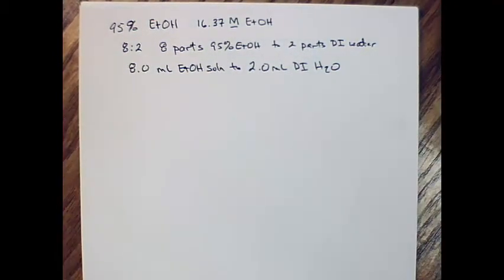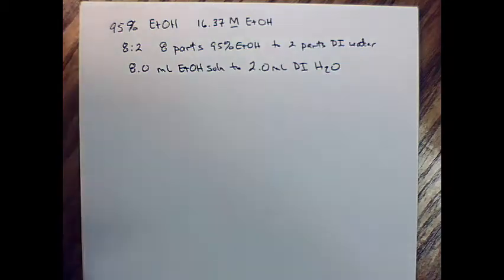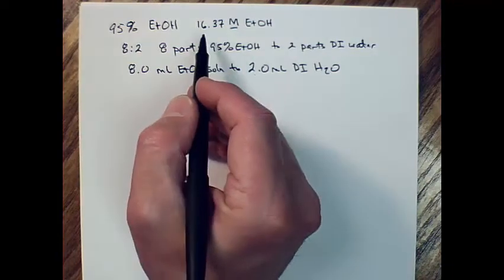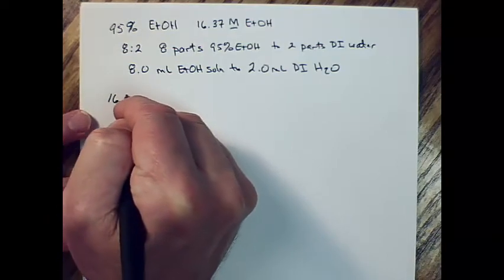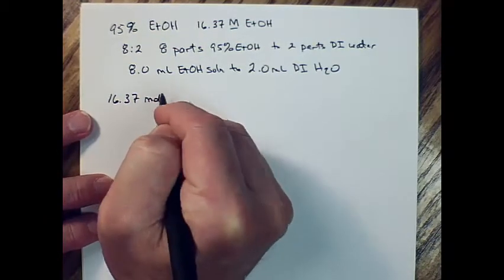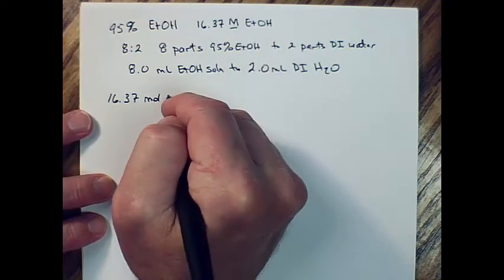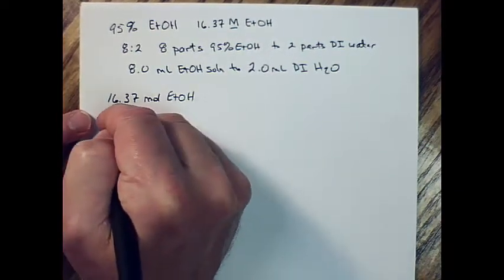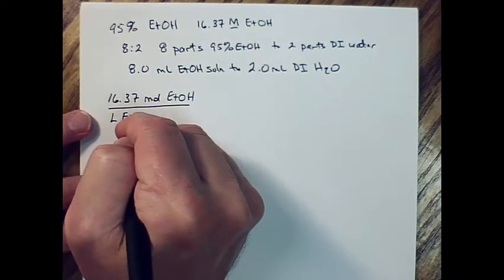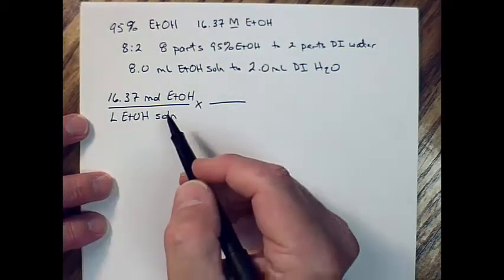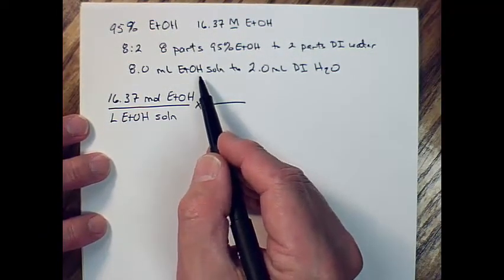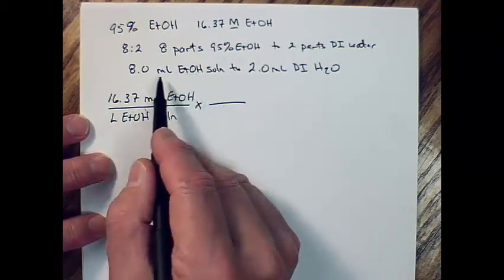And we're going to use that then to determine what the concentration is of this diluted solution. So starting with 16.35 molar EtOH, or ethanol, and molar concentration is moles of the solute. This would be indicating that the solute is ethanol, over liters of this ethanol solution, and we're going to multiply that by the amount of the ethanol solution we're using. Okay, so in this case we're using 8 milliliters.